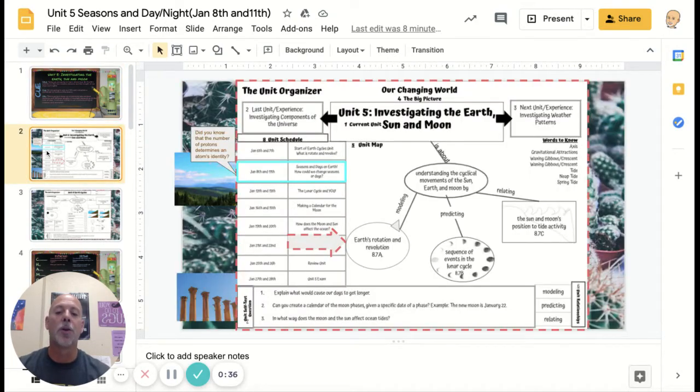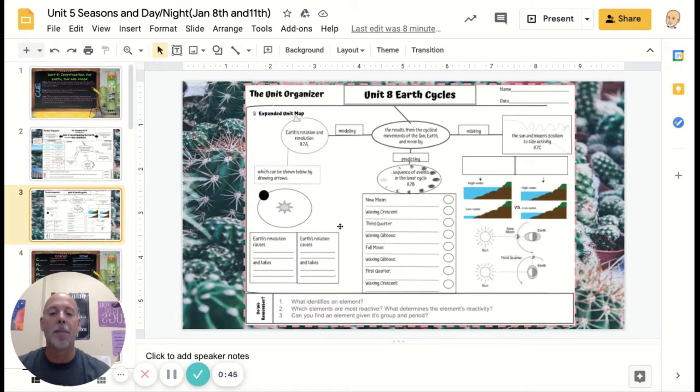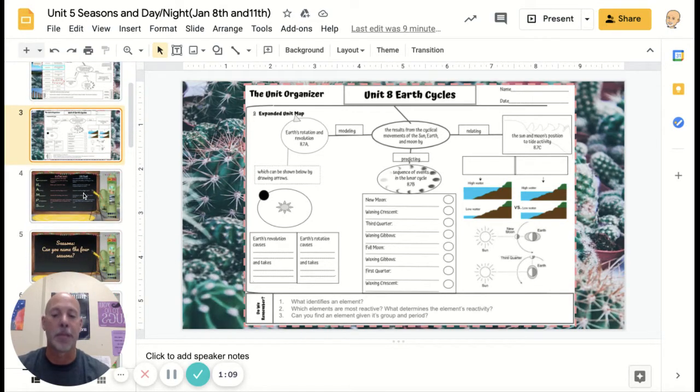So if you look here in our unit organizer, we're on day 2 in the unit, and we are dealing with seasons and daylight or nighttime, all right? By the time you finish this lesson, you should be able to fill this section out down here that says Earth's revolution causes what and takes what, and then Earth's rotation causes and takes. All right. Remember to keep up with your unit organizer during the unit so that you're not having to deal with catching up with it right before the exam.